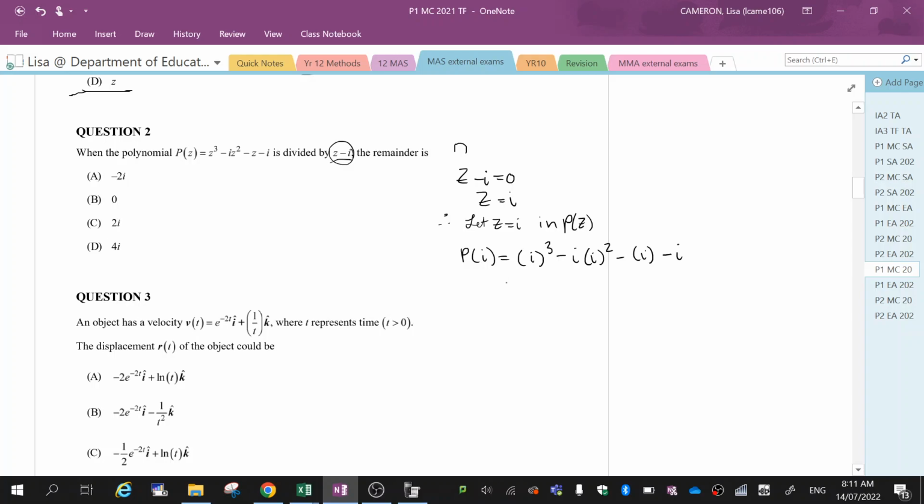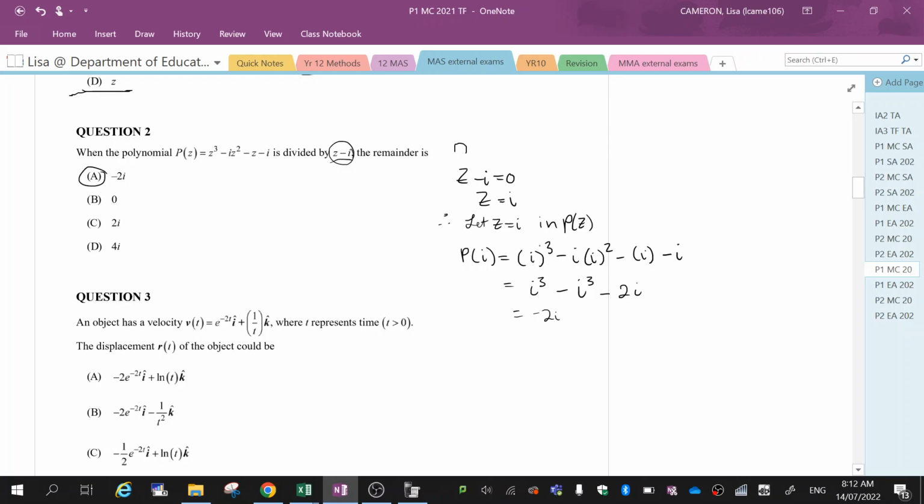If I simplify this down, i cubed minus i cubed minus, these two are like terms, so 2i. These two can cancel out, so I'll be left with negative 2i. So your answer for this one is going to be A.